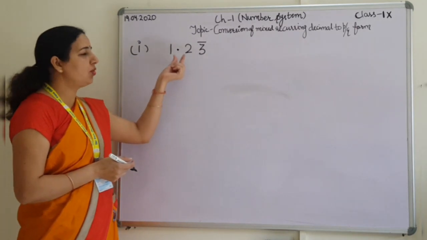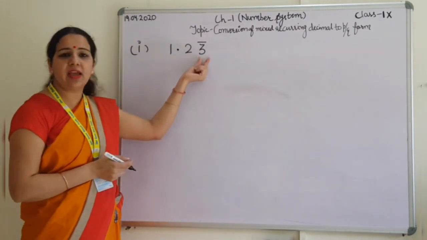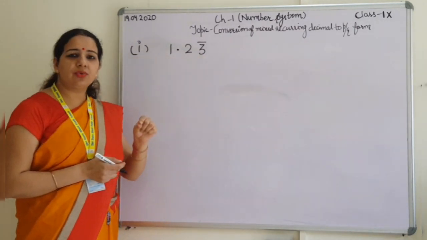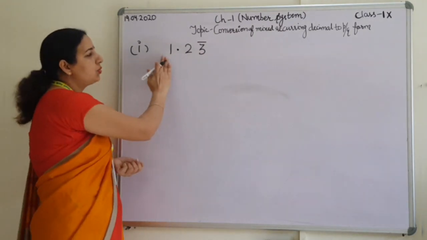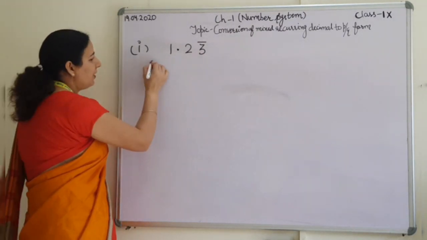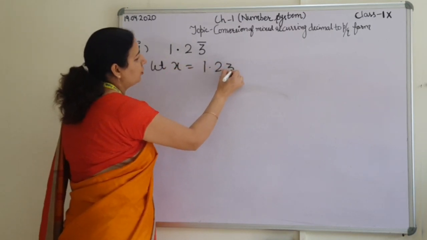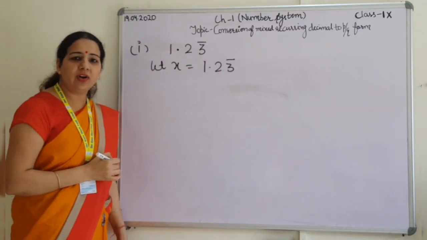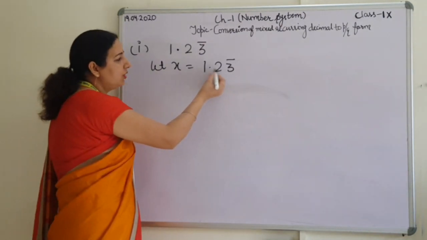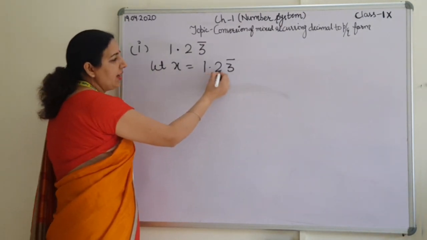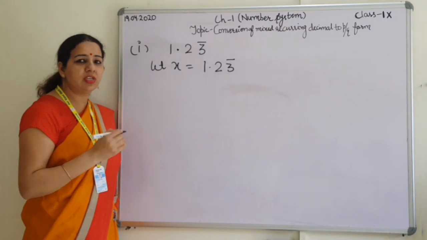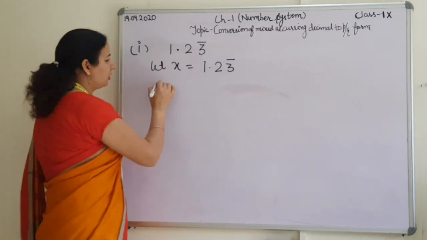As the 2 does not have the bar, but 3 has the bar, what we are going to do here is shift this to this side. First step will remain the same. Let x be equal to 1.23 bar. Now we will shift this to this side. And 2 means one digit number. So how will we shift this to this side? Multiply both sides by 10.